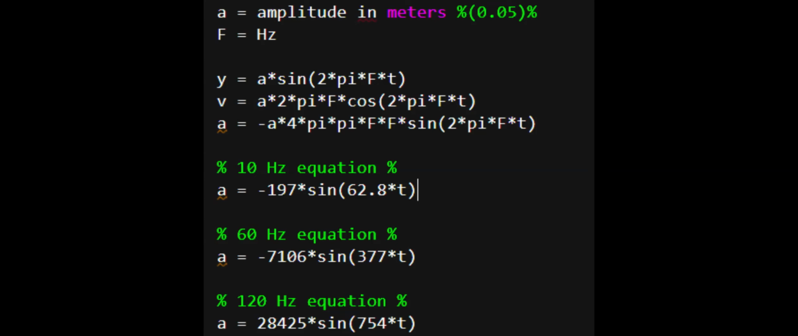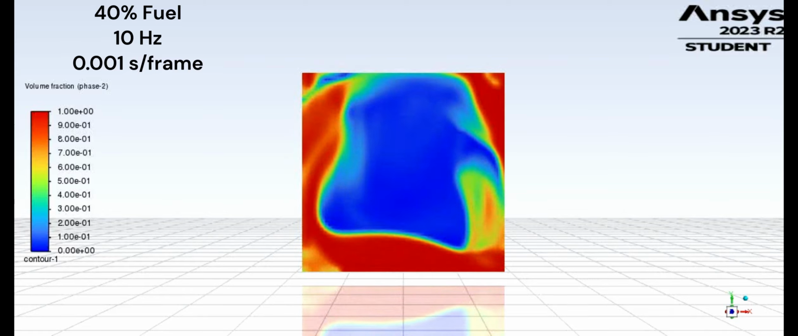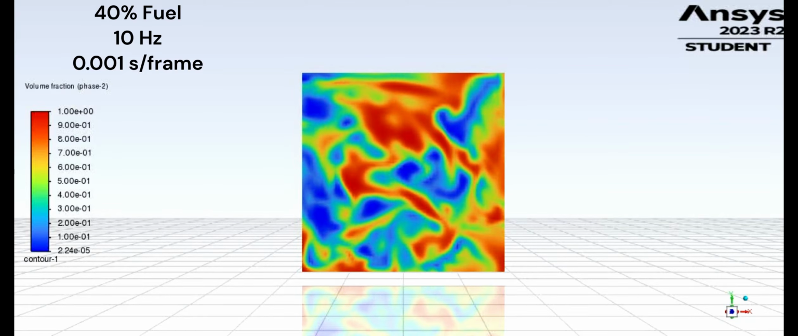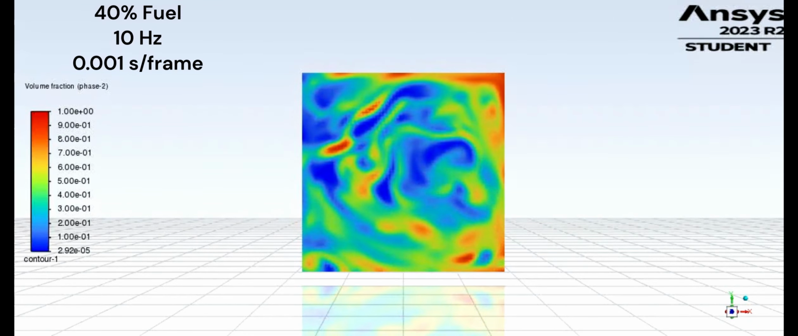Here are the equations I used to model the shaking of the container and how I derived them. I found that the time step used for the calculation had a large effect on the result. I used a time step of 0.001 for most sims.